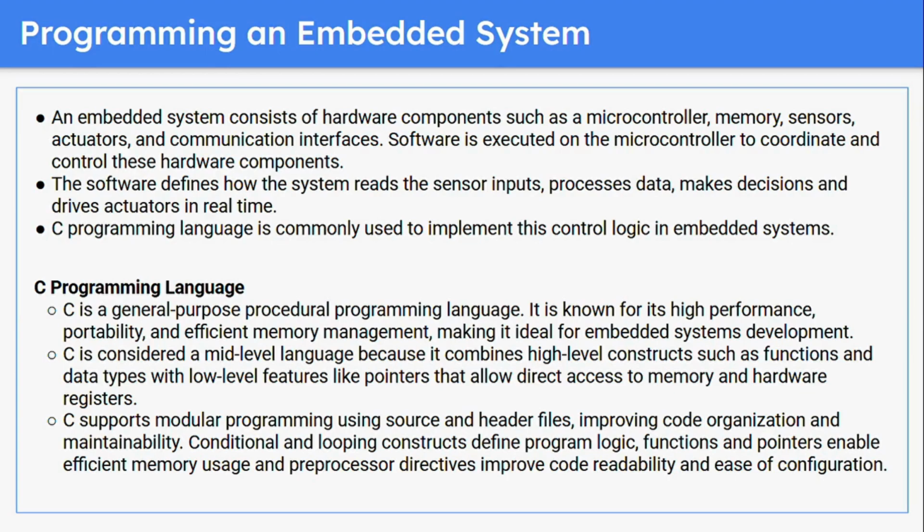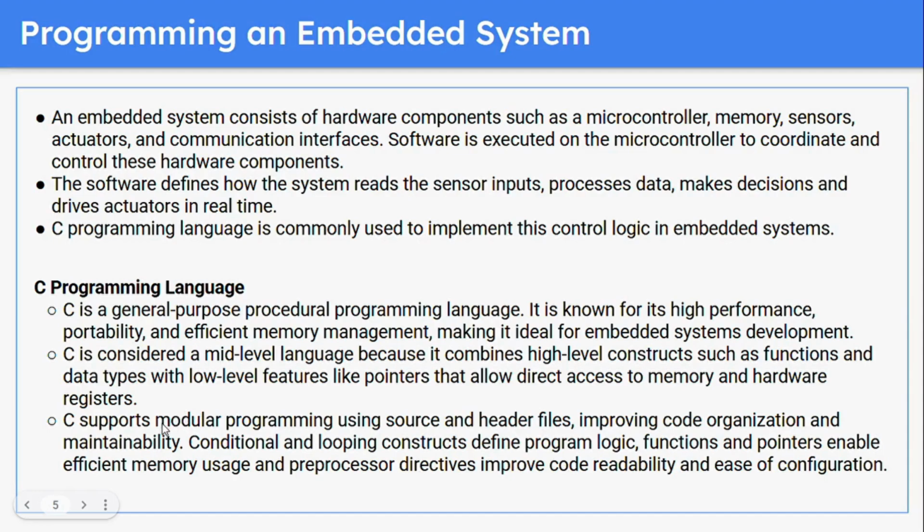The C programming language is a general-purpose procedural programming language, and it is known for its high performance, portability, and efficient memory management, making it ideal for embedded systems development. C is considered a mid-level language because it combines high-level constructs such as functions and data types with low-level features like pointers that allow direct access to memory and hardware registers. The C language is thus slightly closer to the hardware, and this makes it efficient for controlling embedded systems.